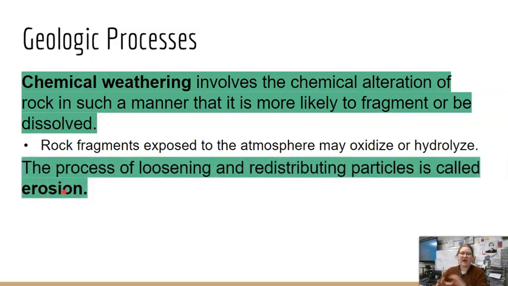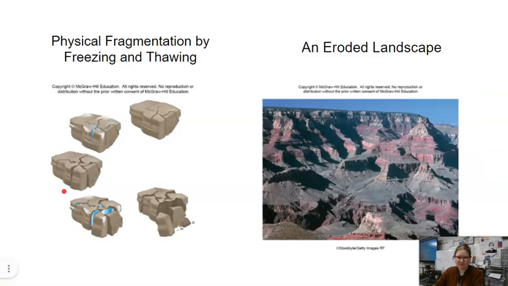And then the process of actually moving those particles, so loosening and then redistributing them, is called erosion. A lot of times when we see that a rock has weathered and then eroded away, we just call it erosion. But the actual breaking down is weathering, and then moving those particles is erosion.